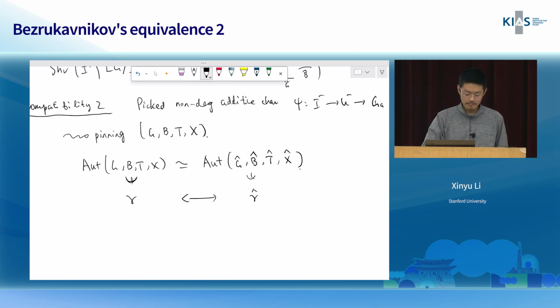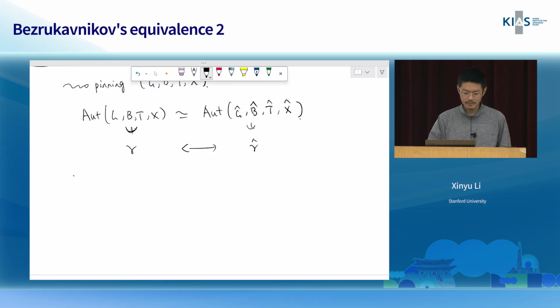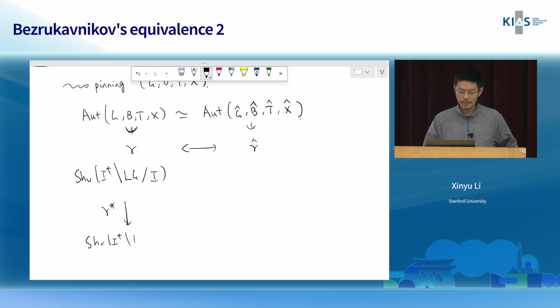And I claim that for Bezrukavnikov's equivalence, I have the following compatibility with outer automorphisms. So on the automorphic side, I consider pullback by this automorphism gamma. Then on the spectral side, this should correspond to push forward by this gamma hat.